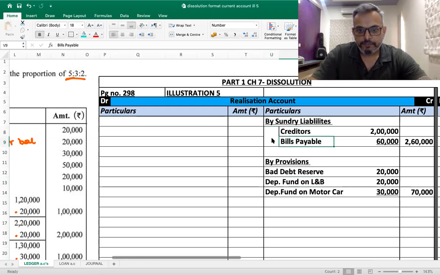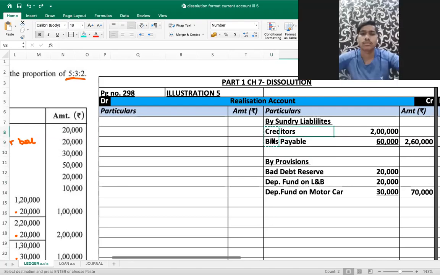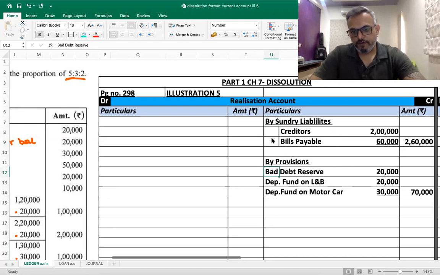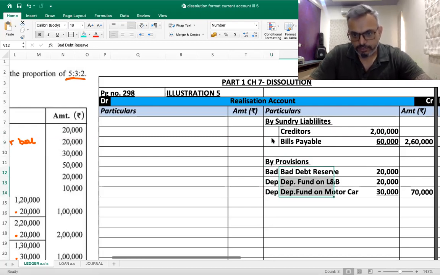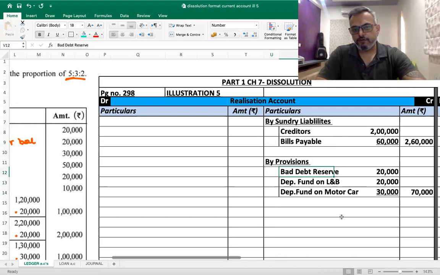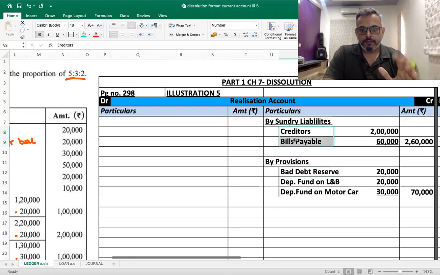Then provisions के लिए bad debt reserve account will be debit, depreciation fund on land and building debit, depreciation fund on motor car debit to realization account credit. So this is how you will be passing the entries for both of them. Is this clear? Okay.